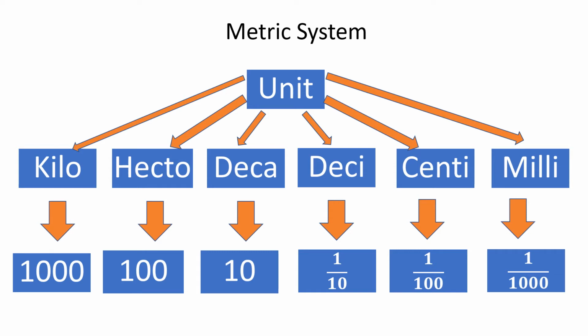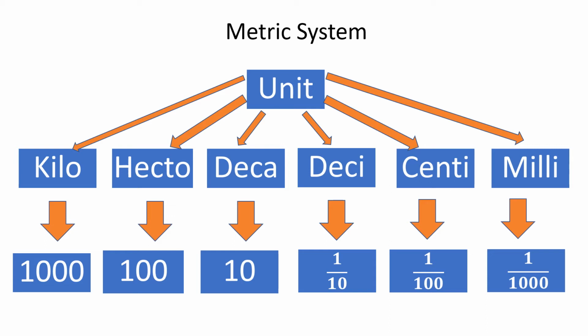And if you are going from unit to deci, that means you need to divide it by 10, or you need to multiply it by 10 to the power minus 1. From unit to centi, you need to divide it by 100, or multiply it by 10 to the power minus 2. So this is how it works, and it is based on 10. That is why I told you in the previous slide that the metric system is totally based on 10. Okay, that's cool. So remember this. I want you to memorize those terms: deca, hecto, kilo, deci, centi, milli.